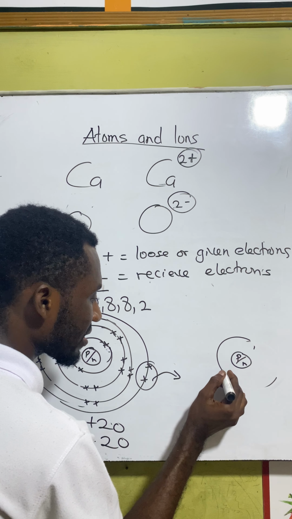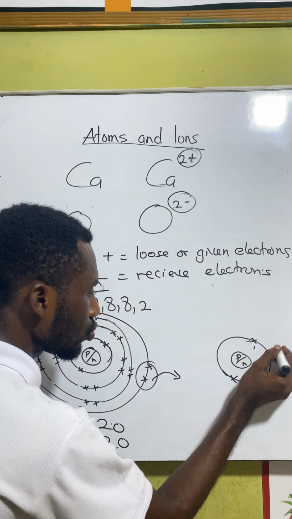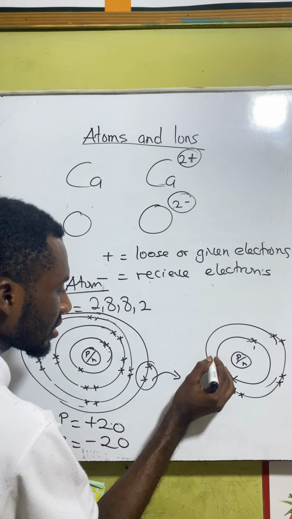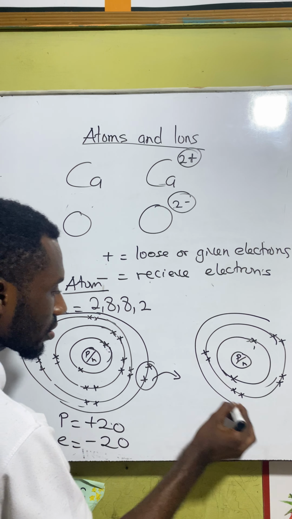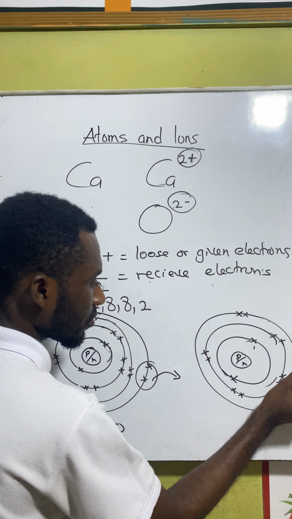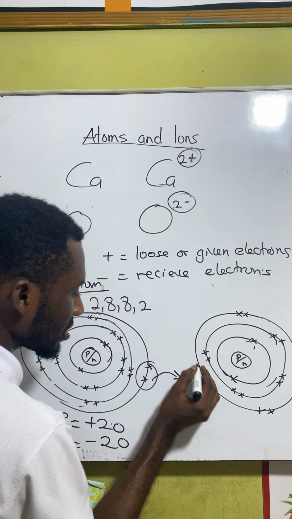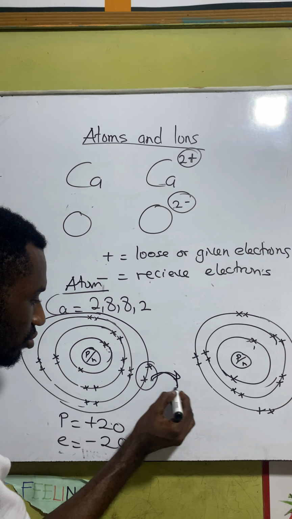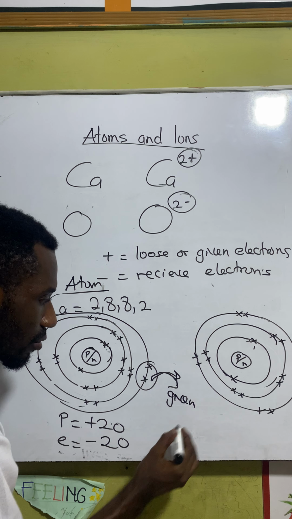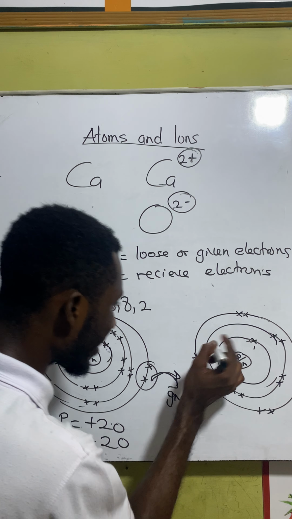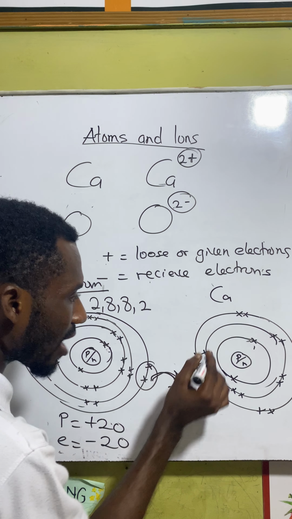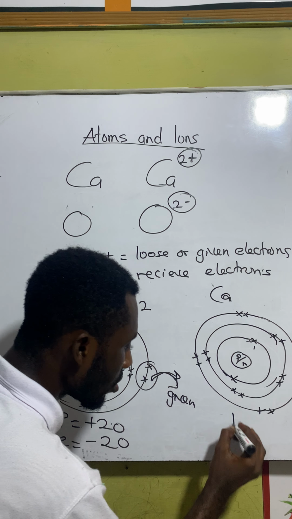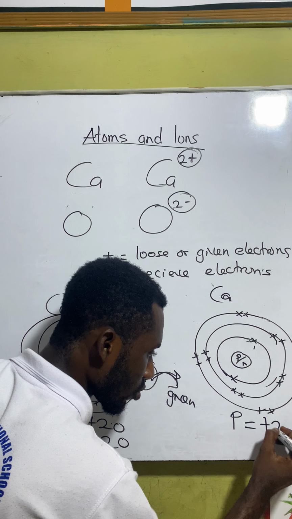In doing so, when it gives these 2 out, the next electronic configuration for it will become this: 1, 2, 3, 4, 5, 6, 7, 8, 9, 10, 11, 12, 13, 14, 15, 16, 17, 18. I didn't write these 2 because it has given these 2 out to be stable. Good. Now, we know this is for calcium, right? Before that, in its normal state, the protons are 20. Protons never undergo the chemical reaction, so it is still 20.